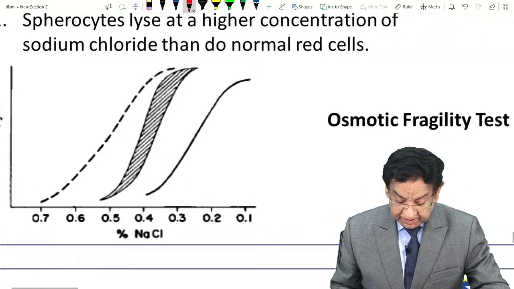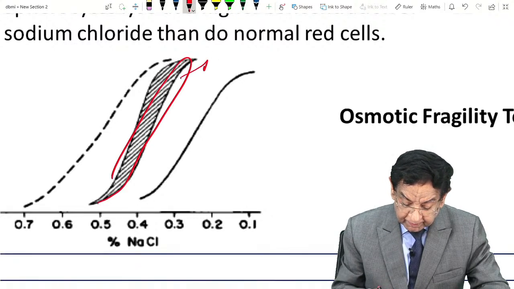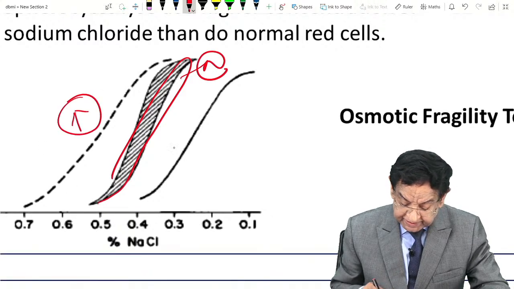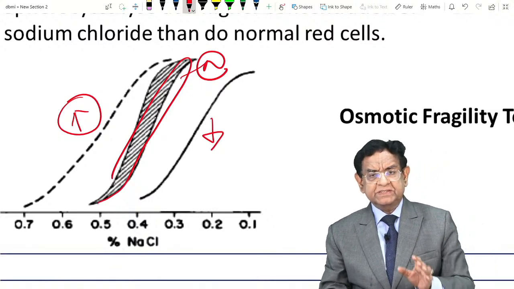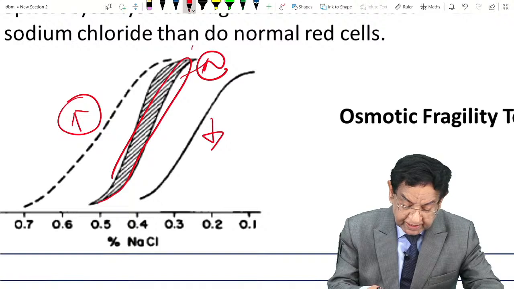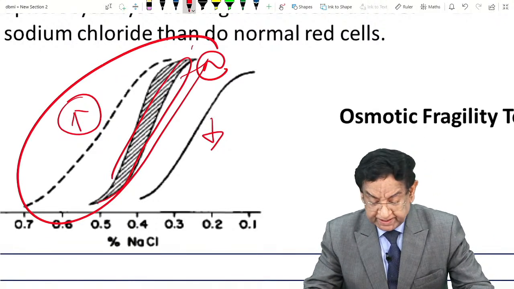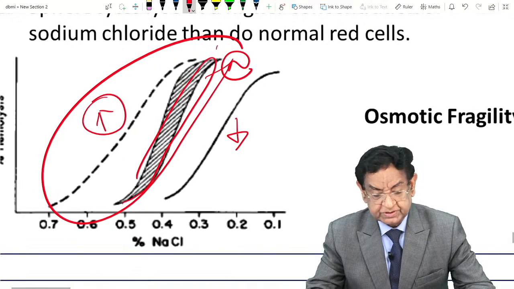So this is what you call increased osmotic fragility. Lovely chart. This is the one, 0.4 to 0.5 normal. This is increased osmotic fragility and this is reduced osmotic fragility. This is a simple diagram. Invariably, if you get a diagram like this, you are dealing with increased osmotic fragility that we see in hereditary spherocytosis.